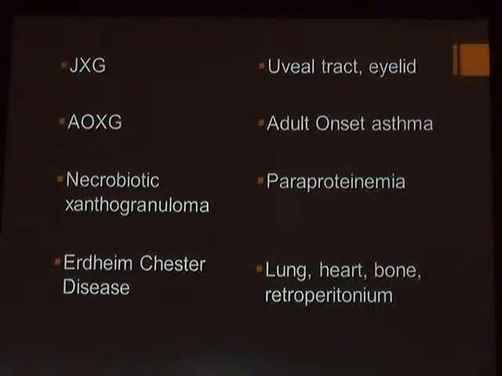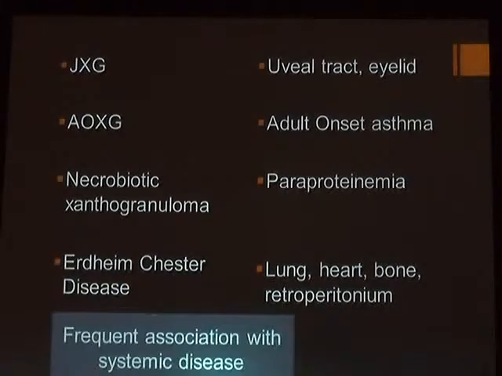And what I remember for each of these, because these are a set of very rare diseases, is that juvenile xanthogranuloma affects mostly the uveal tract and sometimes the eye, rarely the anterior orbit. Adult onset xanthogranuloma may be associated with adult onset asthma. Necrobiotic xanthogranuloma is associated with paraproteinemia, that is monoclonal gammopathies, multiple myeloma, and leukemias. And Erdheim-Chester disease is associated with multi-organ involvement.